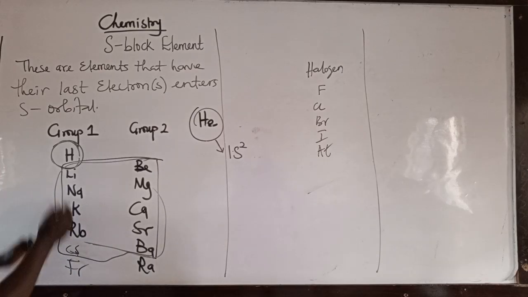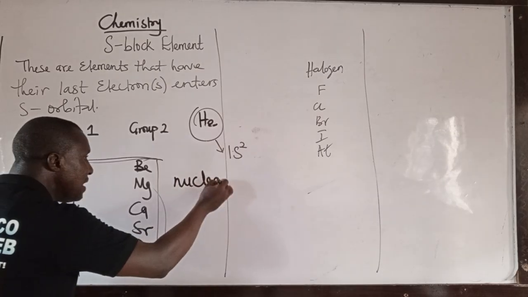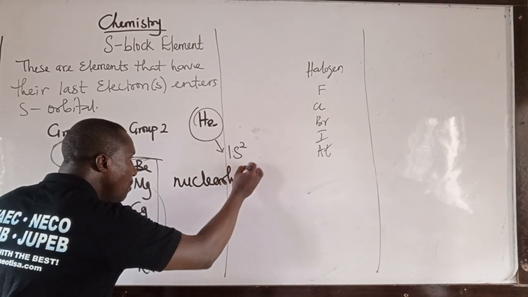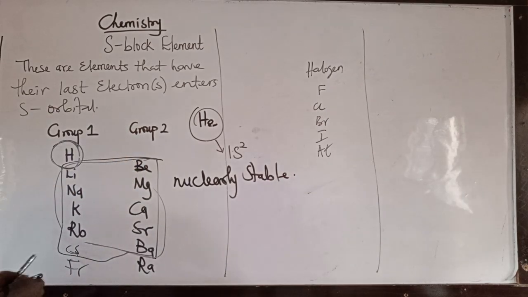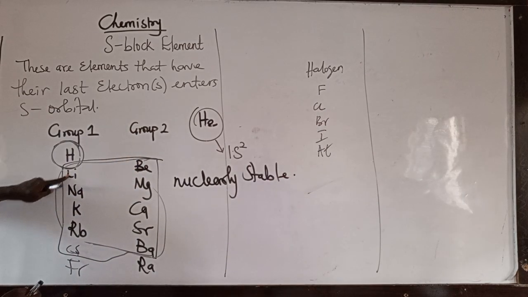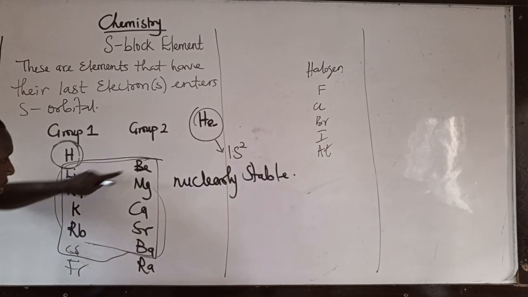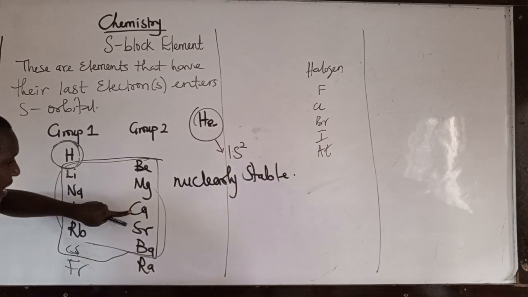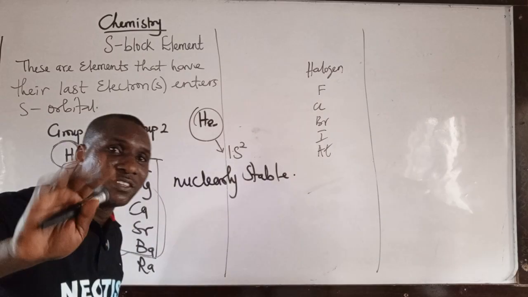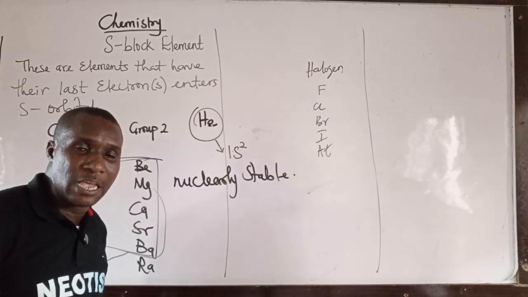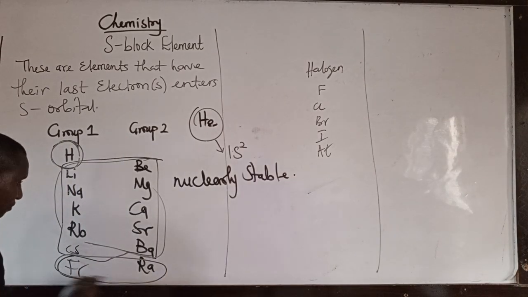Take note. These ones, they are nuclearly stable. That means lithium, sodium, potassium, rubidium, caesium in group 1, and beryllium, magnesium, calcium, strontium, barium in group 2, they are nuclearly stable. Why are francium and radium different?